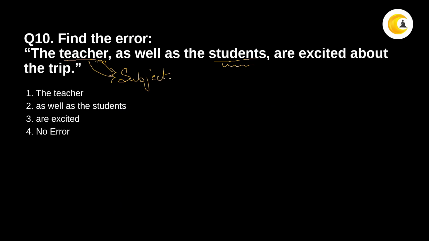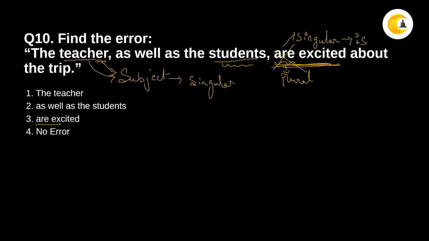And what is the form of the teacher? The subject is in singular form, right? Since it is in singular form, this can't be in plural form. The R is in plural, right? So this can't be in plural form. You have to change this into singular. Now, what is singular of R? It is, right? So, where is the error? Error is at this part. Are excited, right? And this is right here in your option number 3.